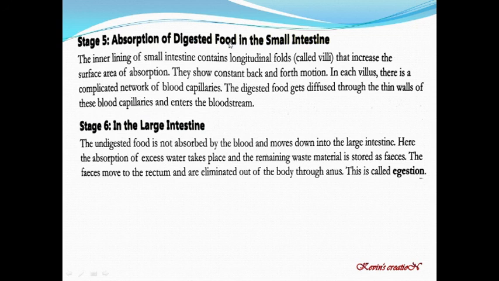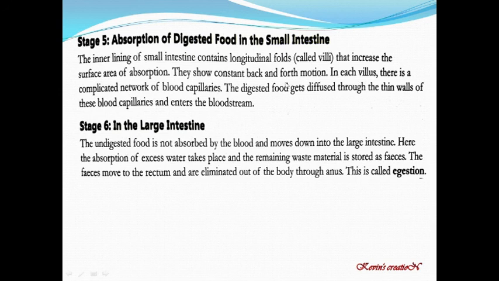Absorption of digested food. Once the food is digested in the small intestine, the last step takes place. The inner walls of small intestine have longitudinal folds called villi. We have already studied about this. And because of the presence of villi, the surface area increases so that it can absorb more. They show constant back and forth motion. So these finger-like projections are there, and they always move back and forth.